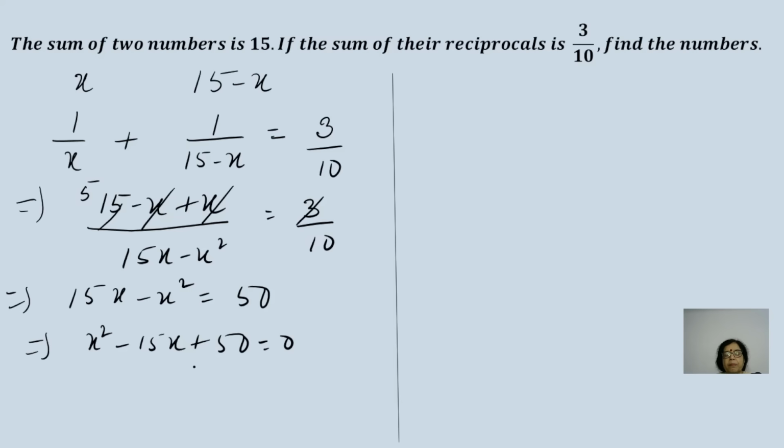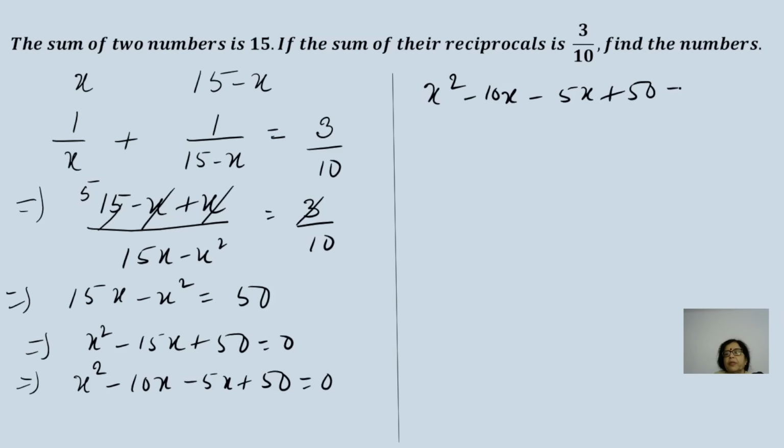Now this is a very simple quadratic equation. So we can either do it by factorization or middle term splitting as we say, or you can use the quadratic formula. I'm taking the help of factorization. So this is 50 over here. So we can easily break it up as minus 10x minus 5x plus 50 is equal to 0. So if we solve this, x squared minus 10x minus 5x plus 50 is equal to 0.